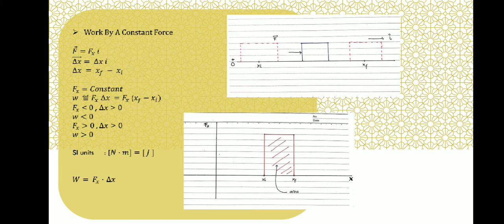In the first graph, the x component of the force is plotted against x, starting from xi to xf. During this process we assume that the force is constant, so we make a shadow in this area. That is our work, the product of force and displacement. This is a working example for constant force.